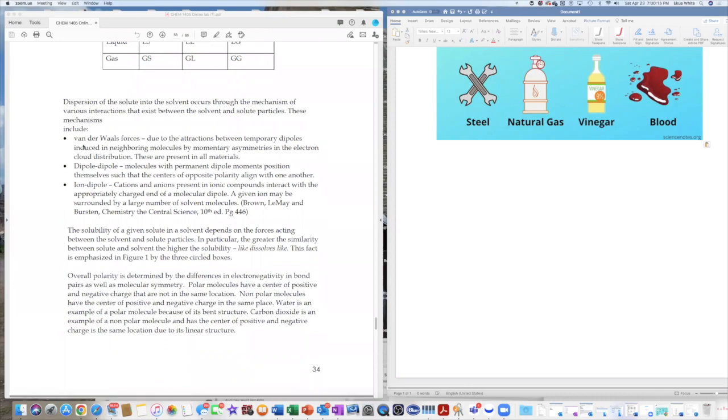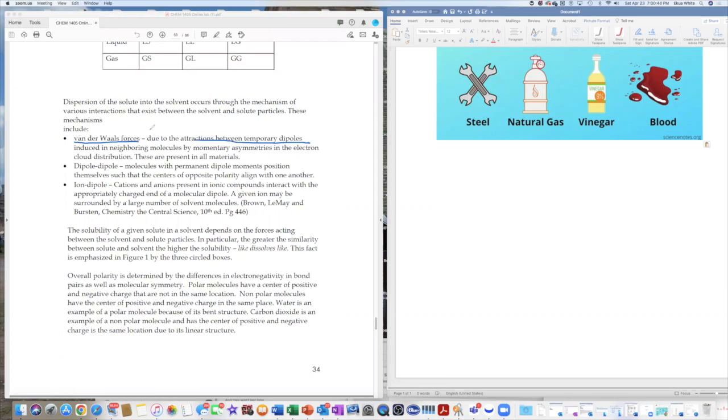Okay, so they tell you here the different intermolecular forces. They're talking about the van der Waals. So you're giving a little bit of a background. So I'll give you guys a brief background and not go over it. The van der Waals attractions, these are attractions that are temporary dipoles. It says here, these are formed due to the attractions between temporary dipoles induced in neighboring molecules by momentary asymmetries in the electron cloud distributions. And these are present in all materials. Okay, van der Waals forces are present in all materials.